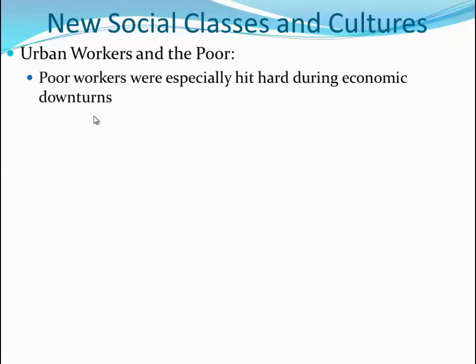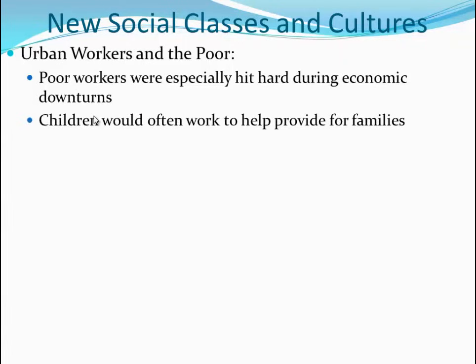So let's go over to urban workers and the poor. Poor workers were especially hit hard during economic downturns, whether it is the Panic of 1819, the Panic of 1837, 1857, you name it, the poor workers are really, really hurt. Children would often have to work to help provide for families, children as young as 10 years old, and God forbid if a parent were to die in a family, children would be even more relied upon to help make up some of the wages.